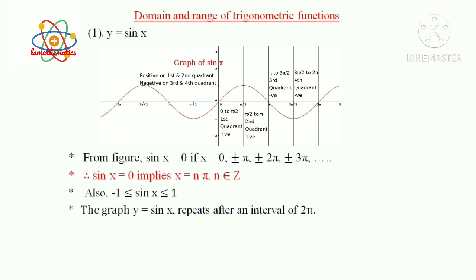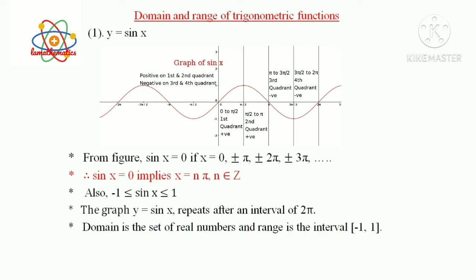The graph y equal to sin x repeats after an interval of 2 pi. That is, the sine function is a periodic function with period 2 pi. Domain is the set of real numbers and range is the closed interval minus 1, 1.